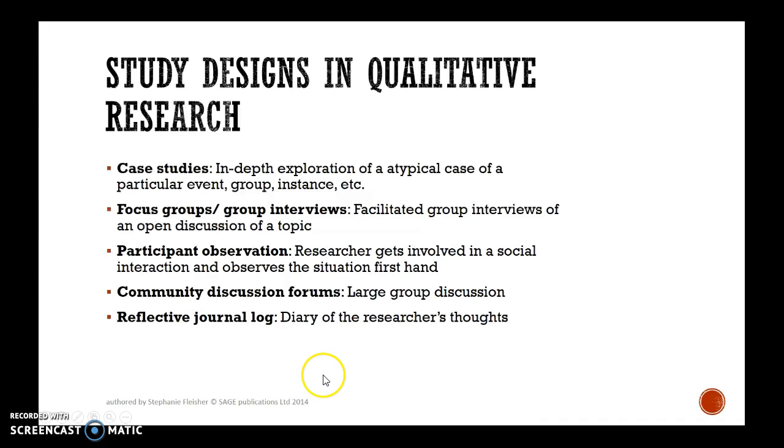The first one is the case study. A case study is an in-depth exploration of a typical case of a particular event, group, or instance. A case could be an individual, group, community, instance, event, subgroup of a population, or a certain location, a town, city, or state, to be called a case study. It's very important to treat the total study population as one entity.